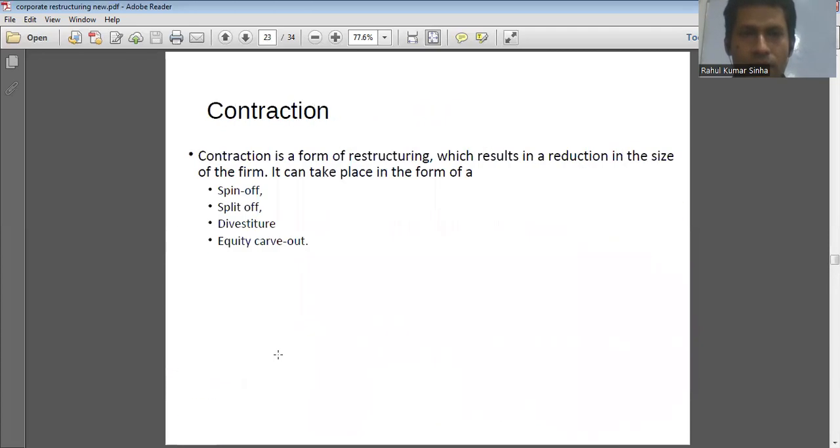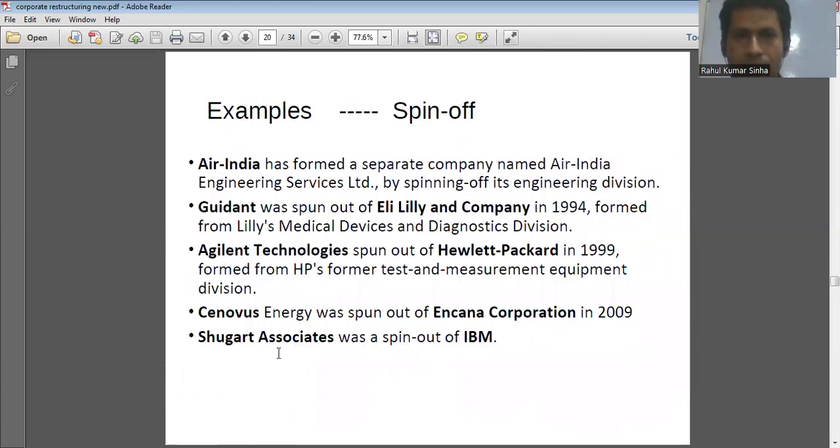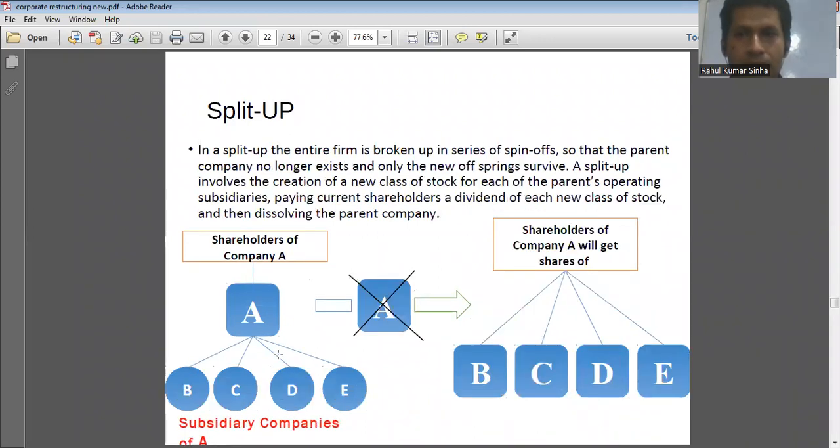So let us review what you have understood. Contraction means reduction in the size of the firm. How does it happen? Spin-off: we have seen that the parent company starts a new subsidiary company and gives the shares in the subsidiary company to the existing shareholders of the parent company. Split off means a new company is created which will undertake the activity of some operations, and in this way the new company is opened. Then split up: the parent company is broken into many parts, and new companies are opened. The parent company will no longer be in existence after it is broken up, and the new companies B, C, D, E will be there.